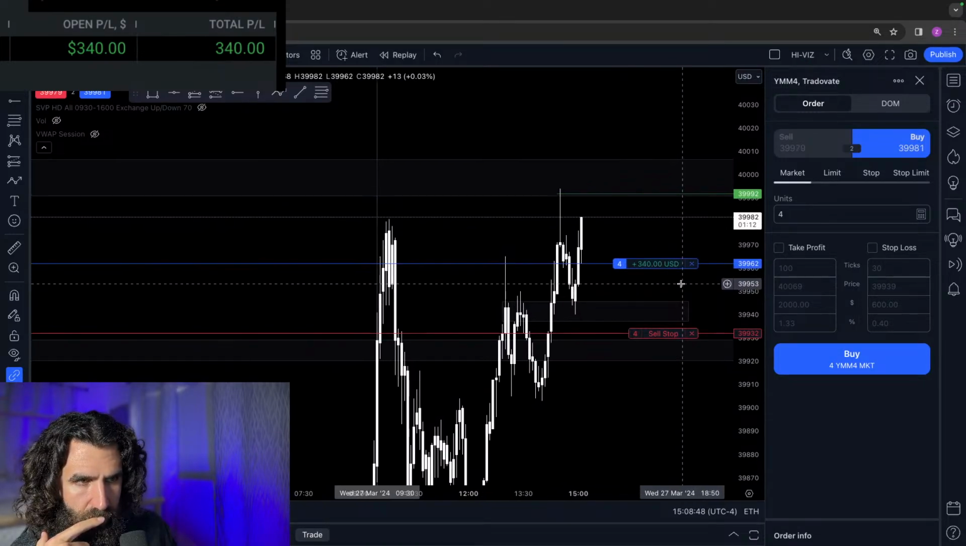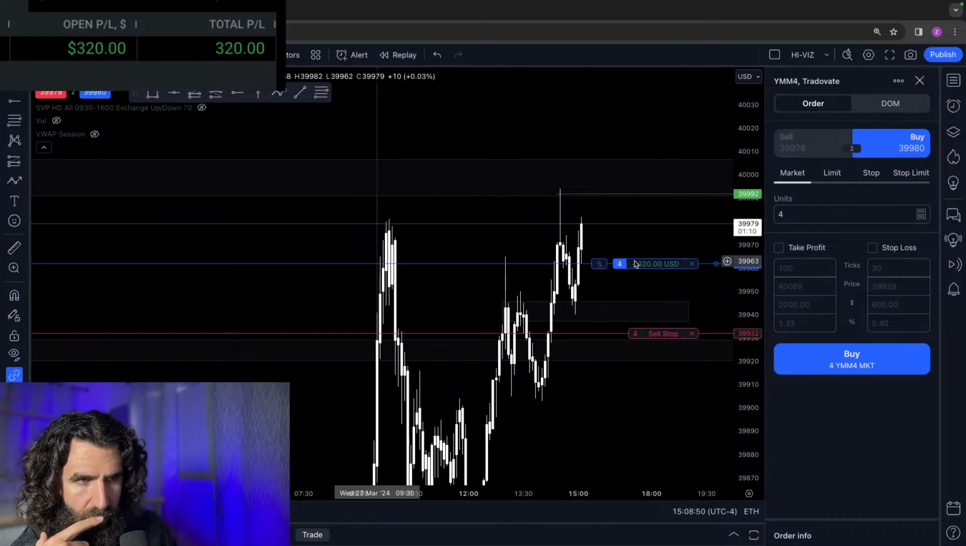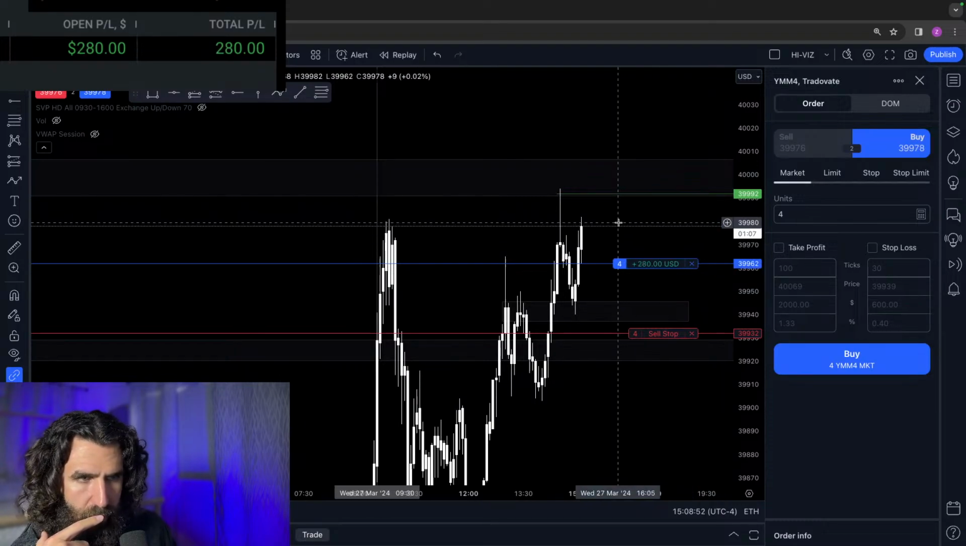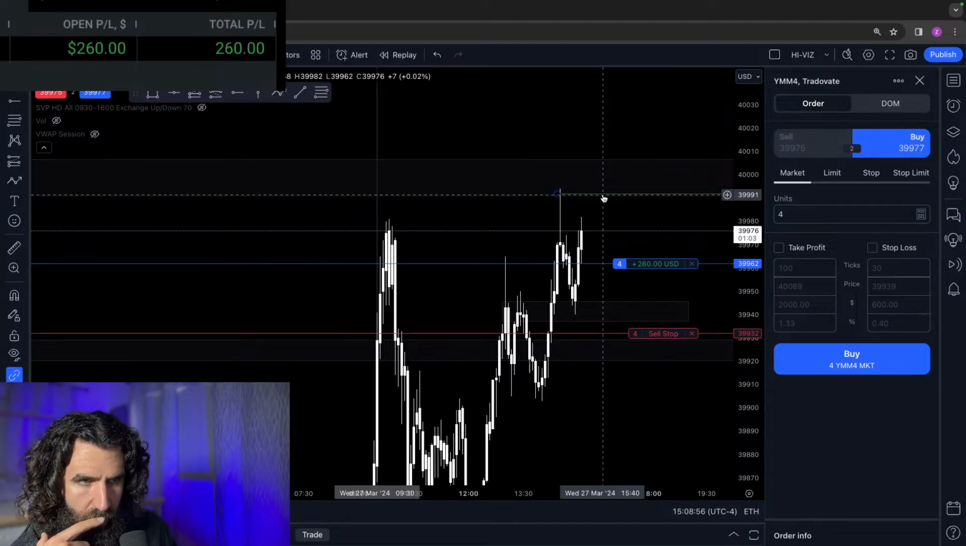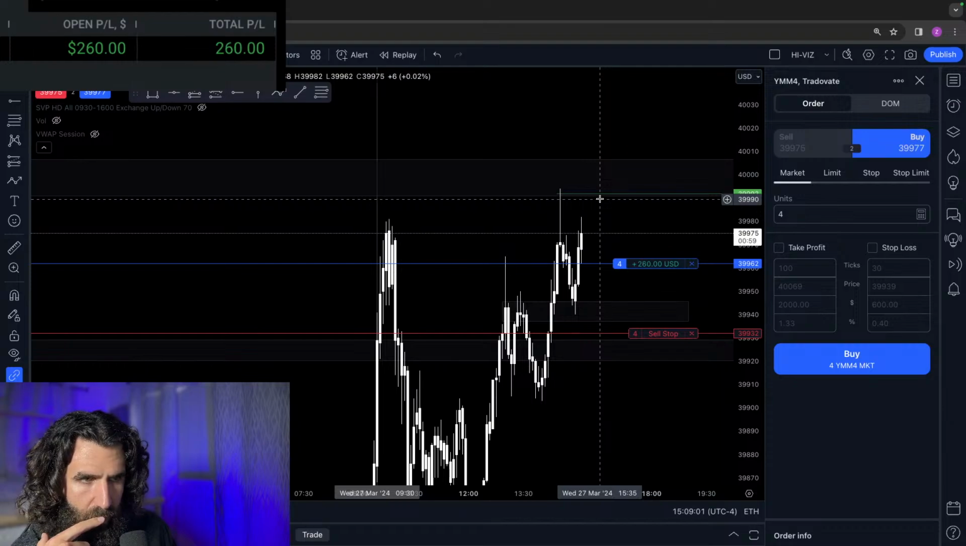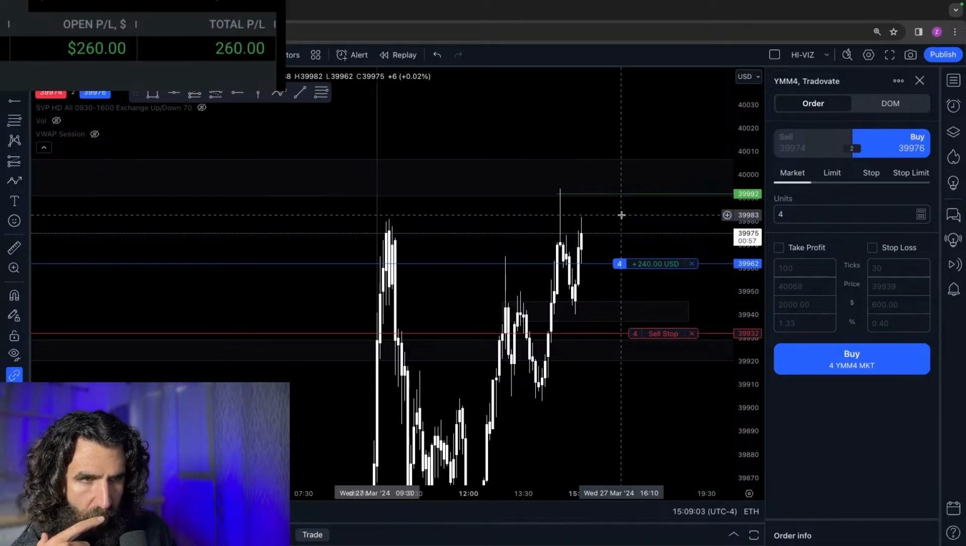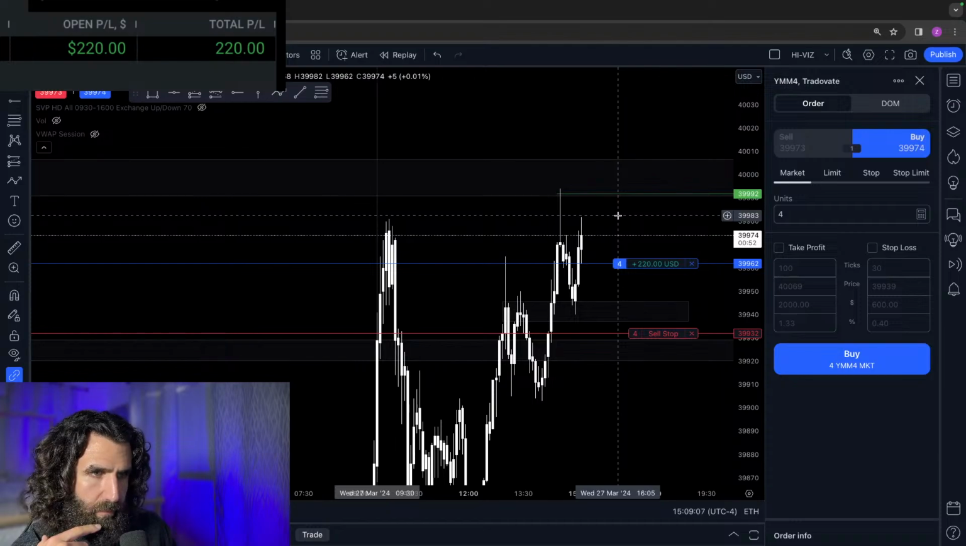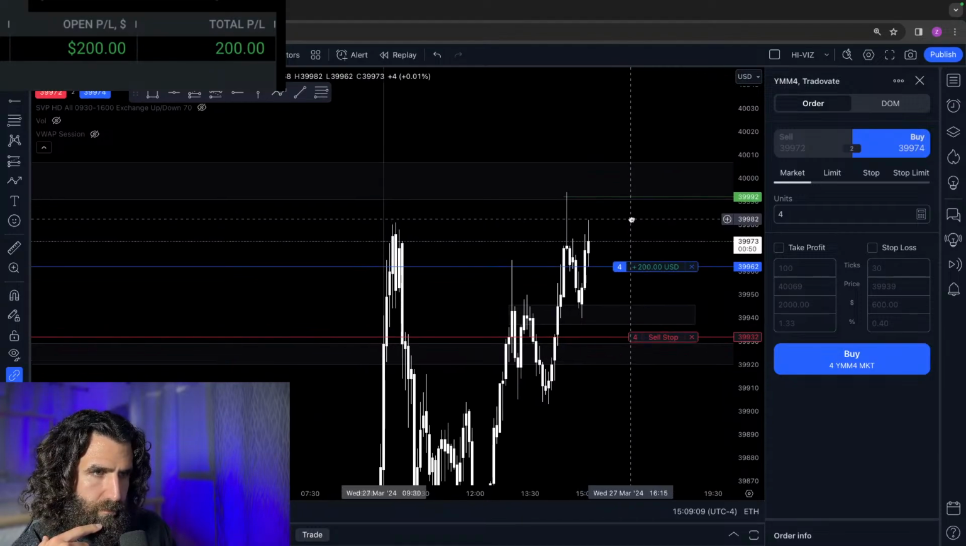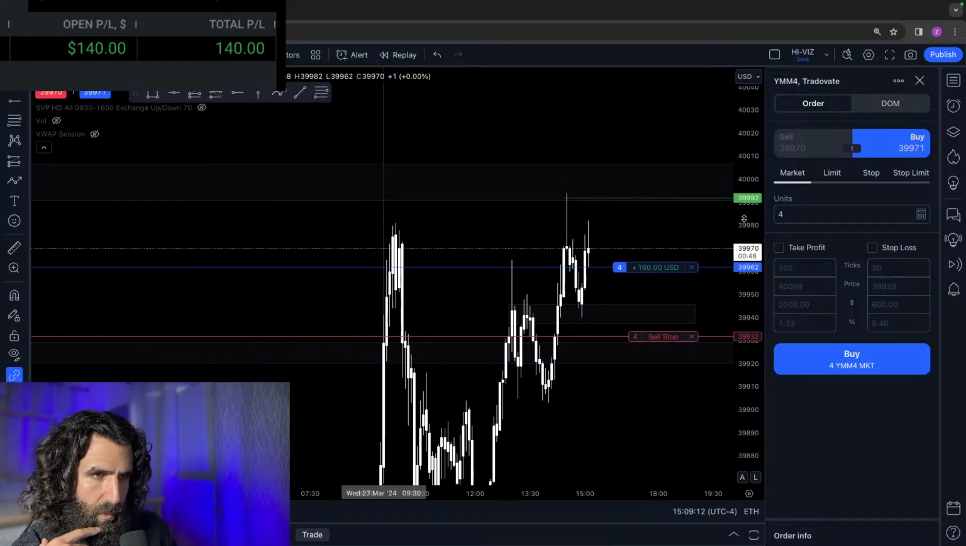I'll probably scale out of 2 contracts and bring stop loss to break even once we get up to a 1-to-1. If we don't get near that 1-to-1, I'll be a little bit defensive as this comes back down with the intention of hopping back in if I close out early. Nice pullback. Yeah, man, I want to see this momentum continue.